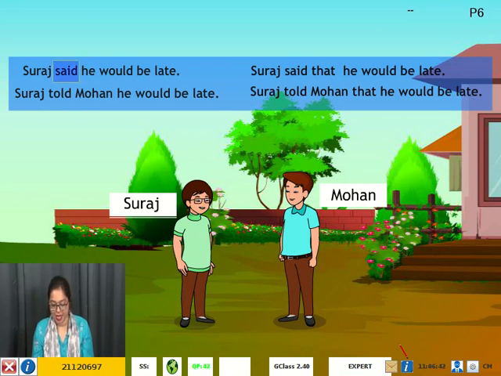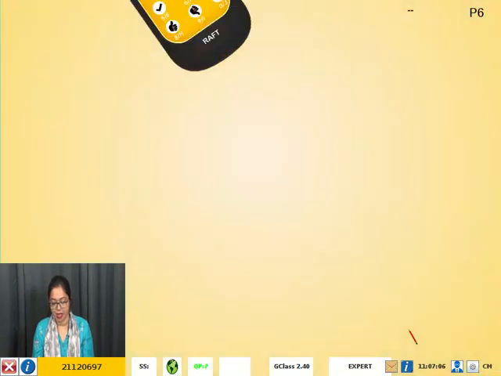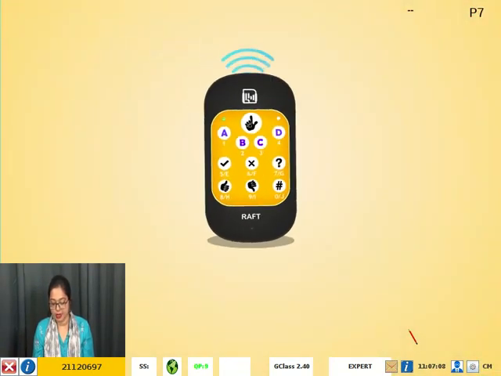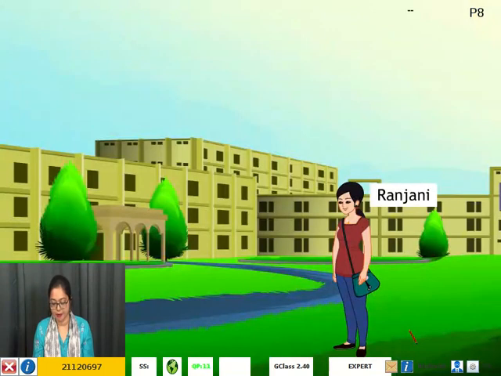Very good. Now have a look. The word said is highlighted here. And on the right hand side, said that is highlighted. Second sentence, told Mohan he. And in the fourth sentence, sorry, told Mohan that he. I hope you understood up to here. Next, have a look at the next sentence.